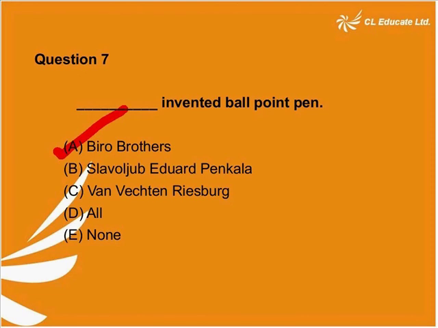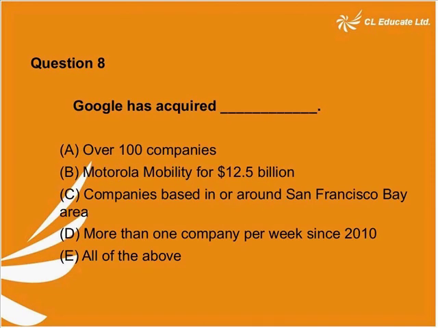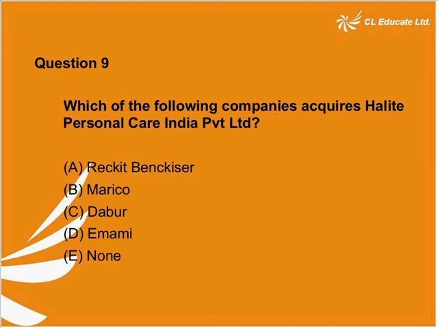Then Google has acquired. What has Google acquired? Over 100 companies now. Motorola Mobility for $12.5 billion, of course. Yes, Motorola Mobility for $12.5 billion. Very important acquisition by Google. Okay, question number 9. Which of the following companies acquires Helite Personal Care India Private Limited? So something from retail areas, marketing areas, these are some of the retail marketing companies.